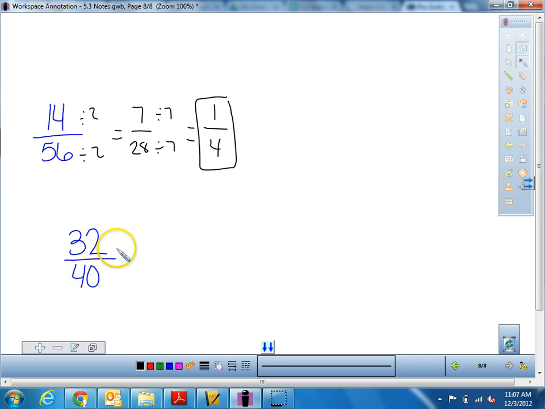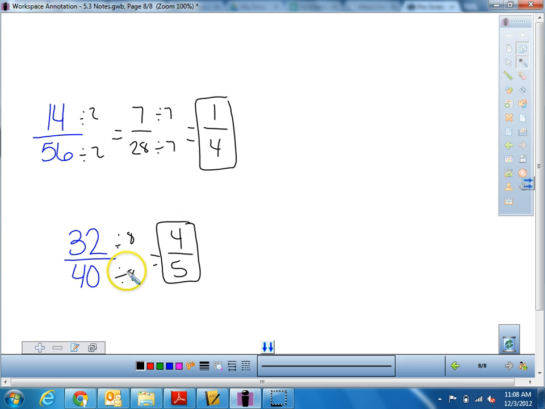So I want you to try this one here. Go ahead and pause it and figure this one out, and then you can come back and check your answer. All right, hopefully right away 32 and 40 jumped out at you that they're both divisible by 8. 32 divided by 8 is 4. 40 divided by 8 is 5. So 4/5 is the simplified form.